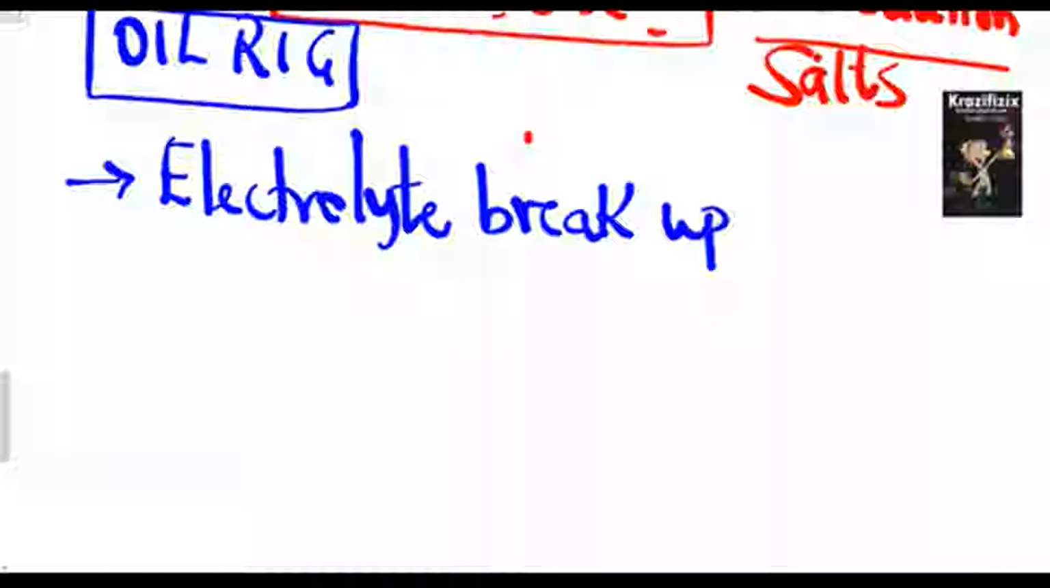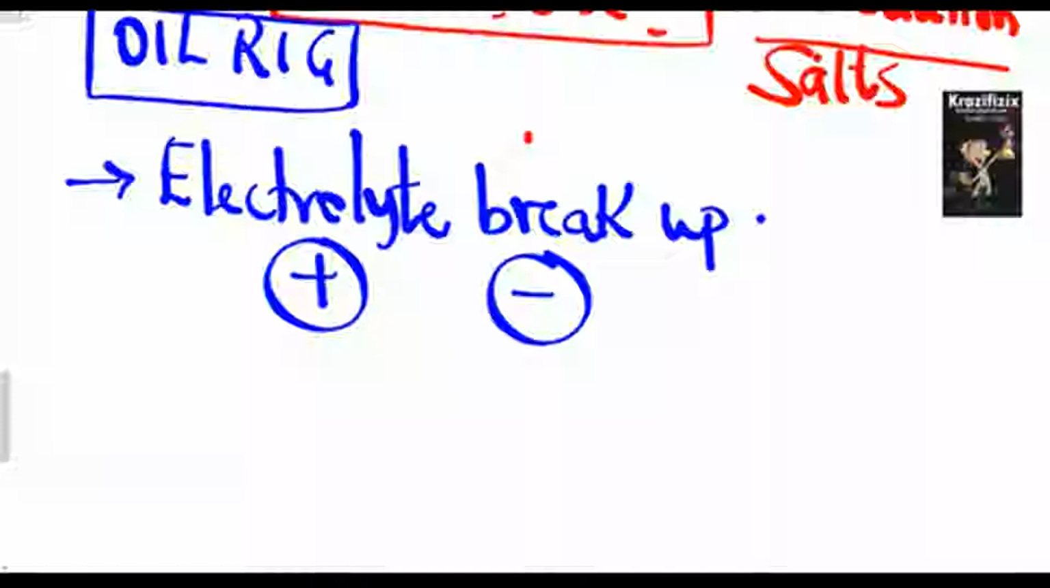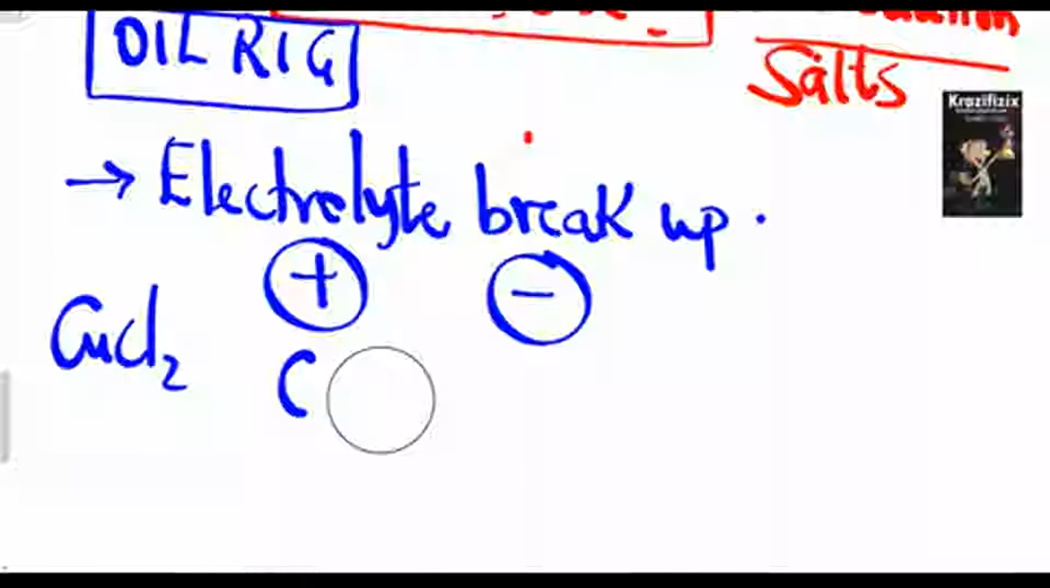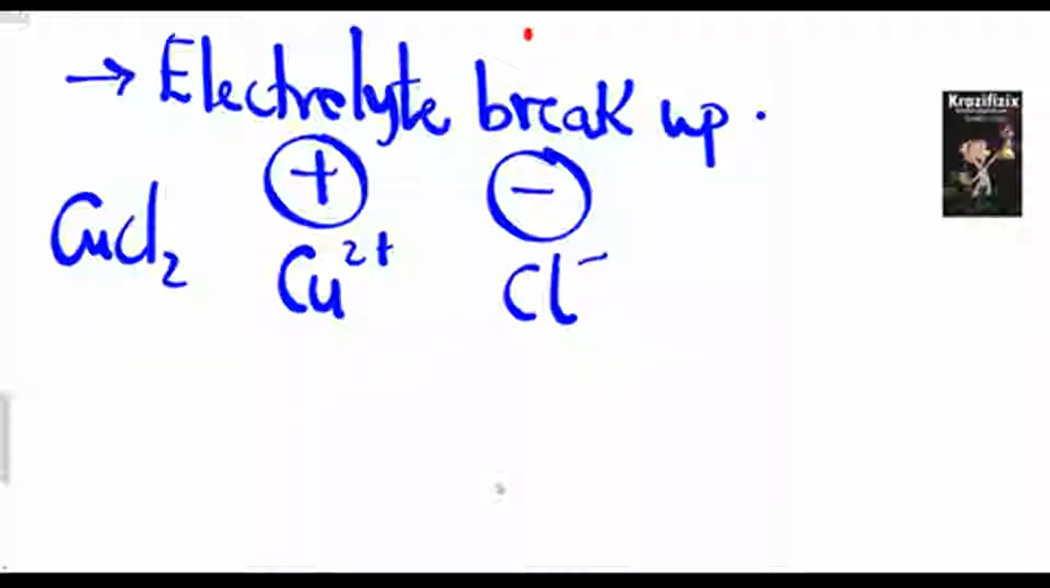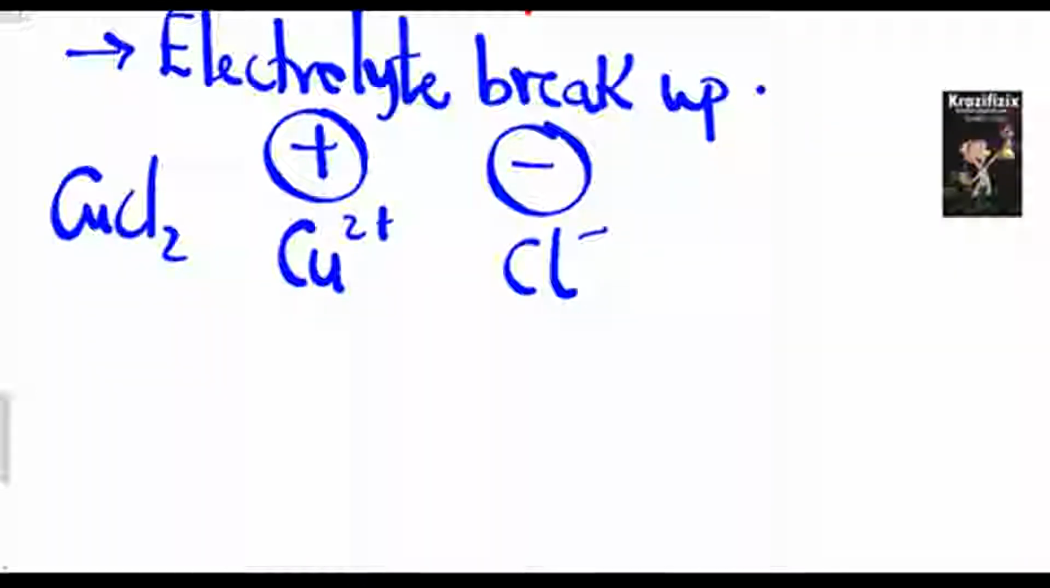And when it breaks up, we have our positive ions, cations, and negative ions. All right? So we have these positive ions and negative ions. For example, if we have copper chloride, what would happen? It will break up. We have Cu2+ and we have Cl-. That's an example. That's a breakup. We use electrical energy to drive the breaking.